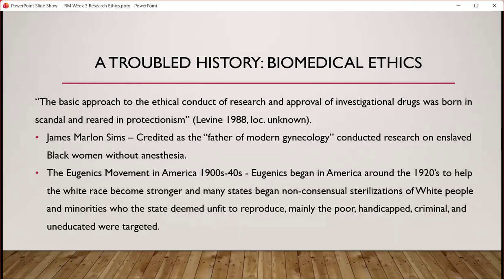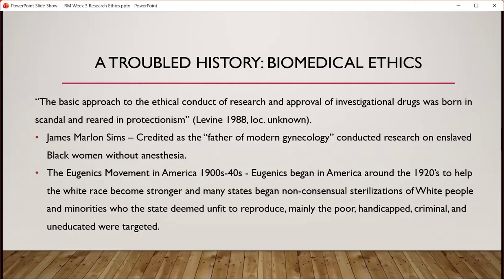Going forward, we now look at our very problematic and troubled history around biomedical ethics and where our research started and where it has led us. So, Levine, the quote I like here is, "The basic approach to the ethical conduct of research and approval of investigational drugs was born in scandal and reared in protectionism." And you can see this in a lot of the colonial era and the idea of privilege that pervaded much of our early research.